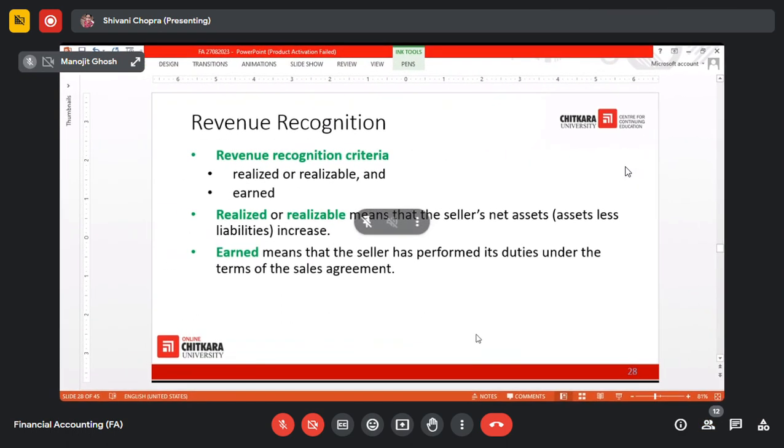What does this mean? This means that the seller's net assets have increased. That is the meaning of realized. Or if we take it in layman's language, that means I have received the money, or I have received the amount of cash which is related to the sales that have been made. Okay. Whereas earned, what does earned mean? What is the meaning of earned?